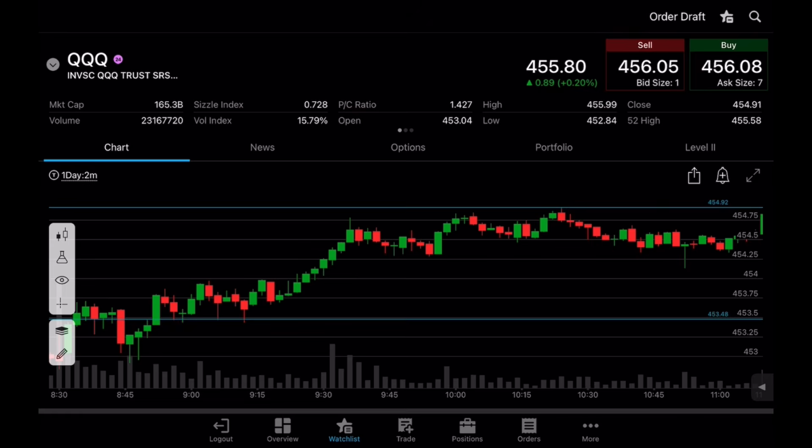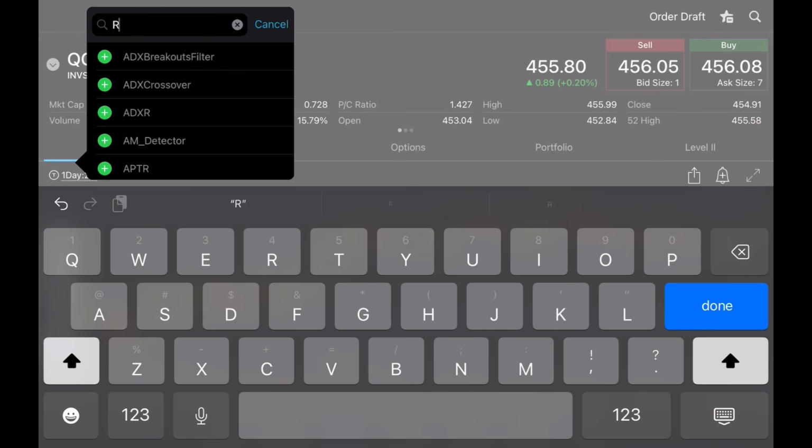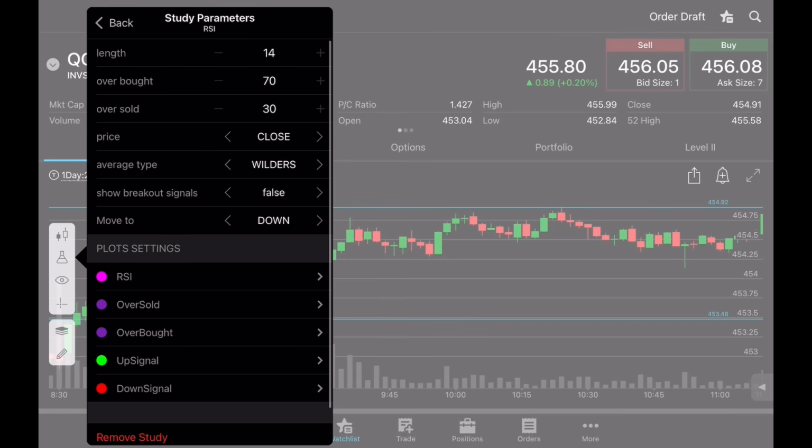So I'm going to go ahead and pull up my first indicator, which is going to be RSI. Go under study, search, type in RSI, and of course you can edit. If you want the length of time to be greater or less than 14, go ahead and adjust. Overbought and oversold, you can modify that as well. I'm going to leave it at 70 and 30. You can change the price to close, the low and the high, whatever you choose. I'm going to leave it at close.